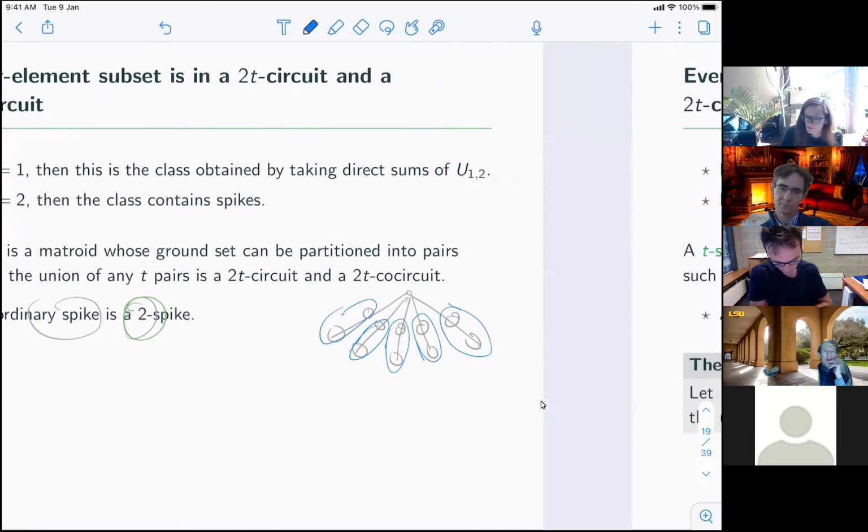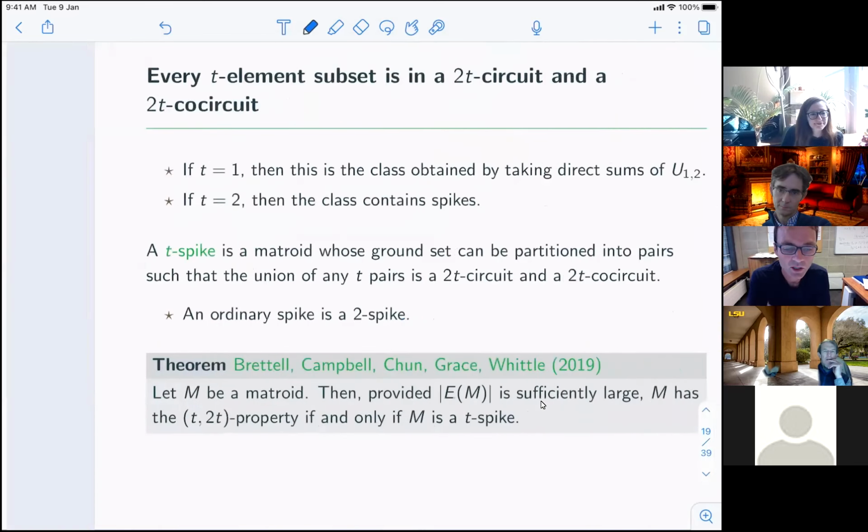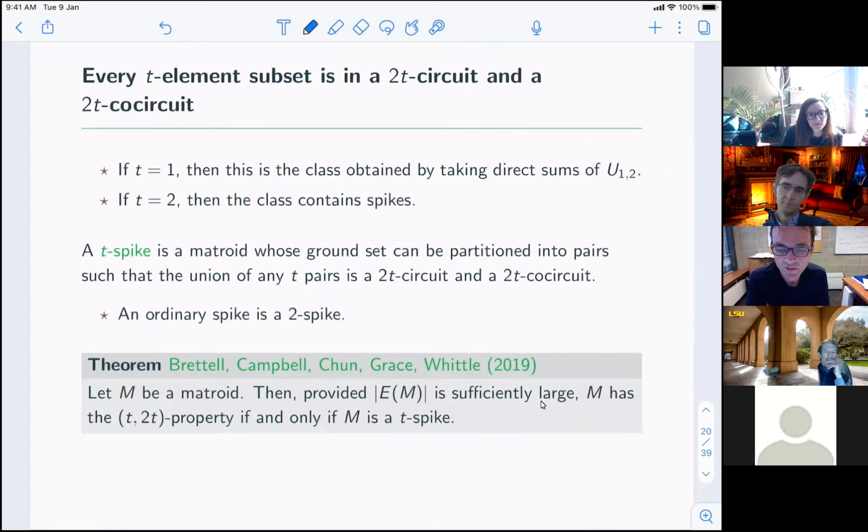And what the same group of people showed is that, provided you're sufficiently large, where that is some function dependent on T, M has the T,2T property if and only if M is a T-spike.